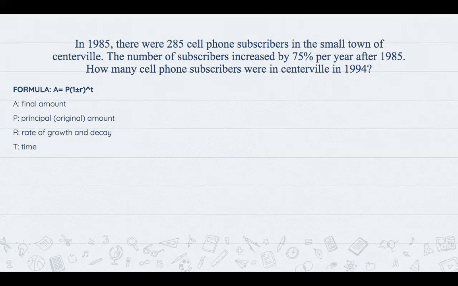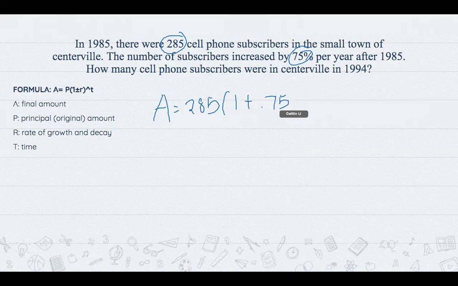So how we would do this, we would do the same. I'm just going to break it down more if you don't want to use a calculator. So A, our principal amount was 285, so we write 285. And then again, this is a growth problem, not decay, so it would be plus. And this is our rate, we're going to turn this into a decimal, which would be 0.75. And our time would be 1994 take away 1985.